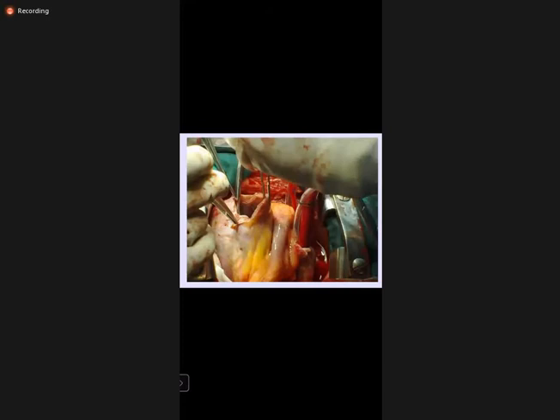So here the surgeon has opened, in this picture, the left ventricular apex, and through the left ventricular apex he is going to repair the hole in the heart, that is the post-MI ventricular septal defect.